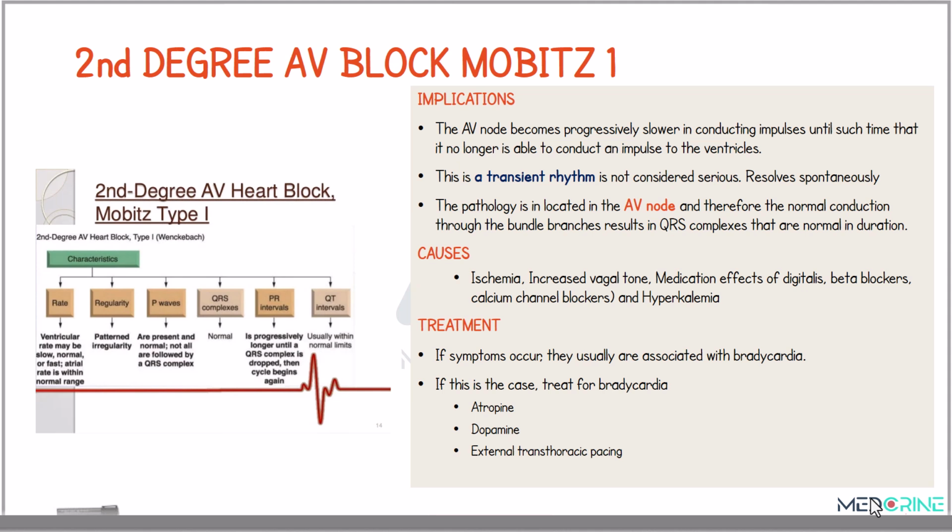So whenever you're asked about the consequences of hyperkalemia in patients, we could be able to see a Mobitz I. When a patient has a second degree heart block and they are symptomatic, which is usually associated with issues of bradycardia, we may treat this one with atropine or dopamine or external transthoracic pacing.